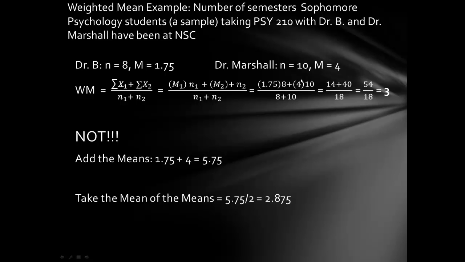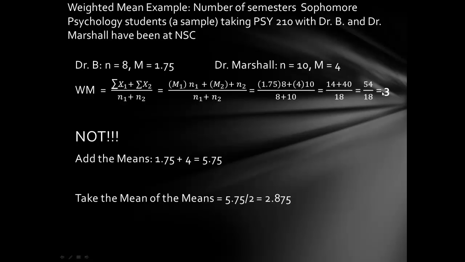Marshall's sample, 4 times 10. So then you plug in the sample size for both. Well, the first sample had 8 plus the second sample had 10, and then you just do the calculations. So 1.75 times 8 gives you 14, 4 times 10 gives you 40, 8 plus 10 gives you 18, and then you add the 14 plus 40 to get 54, and divide that by 18, and that's 3.